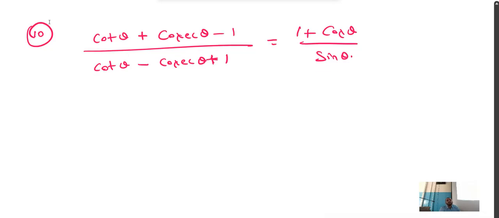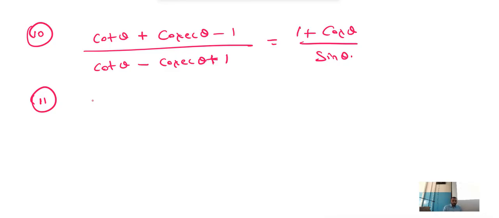Will you try? Cot means cos by sin plus cosecant means 1 by sin minus 1. Understood? Take LCM, same simplification like how we did in the previous case. Same steps we have to do for this, nothing else. You try. If you are not getting the answer, you can let me know in the comment section. I'll get you the answer for that. Okay. Next question. Make a note.